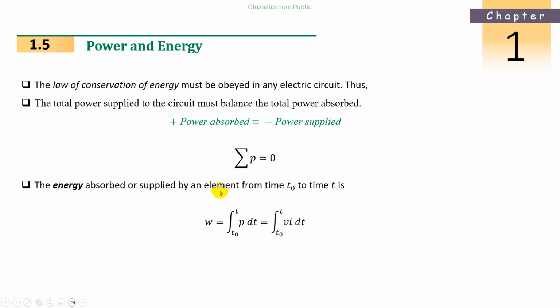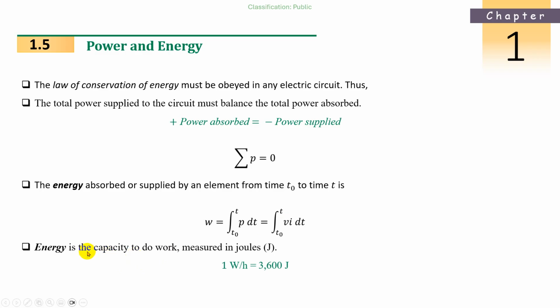So the energy absorbed or supplied by an element from time t0 to time t is nothing but your energy. W is equal to the integral of P from t0 to t dt. Then what is P? Voltage multiplied by current. The voltage may be a sine wave, or some exponential or sinusoidal equation. Then we can integrate it. We'll see that in the example problems.